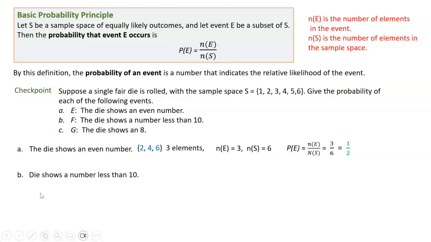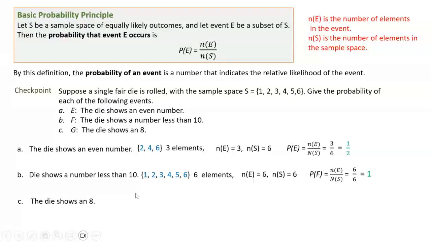For part B, the die shows a number less than 10. So less than 10 means all the numbers from 1 through 6. So in this case, my N of E is 6, my N of S is 6, so it'll be 6 over 6, which is equal to 1. So the probability will be 1 or 100%.